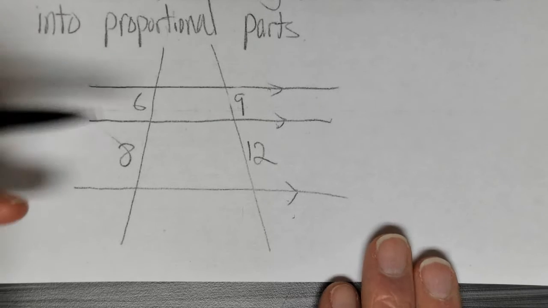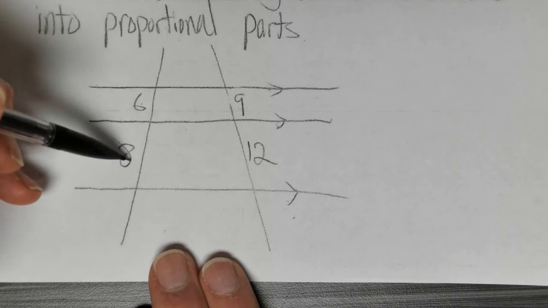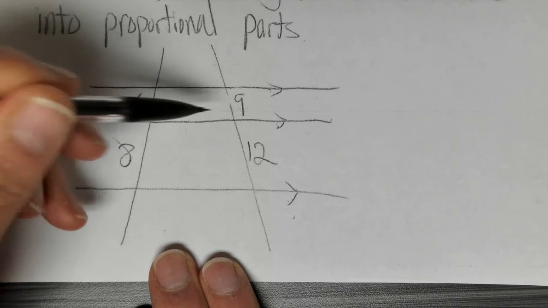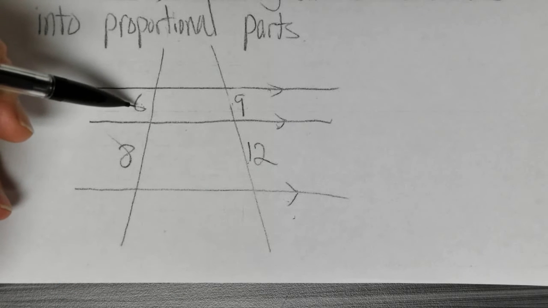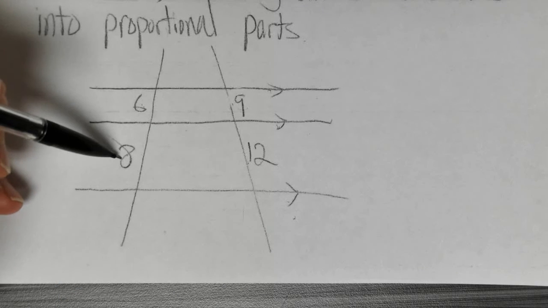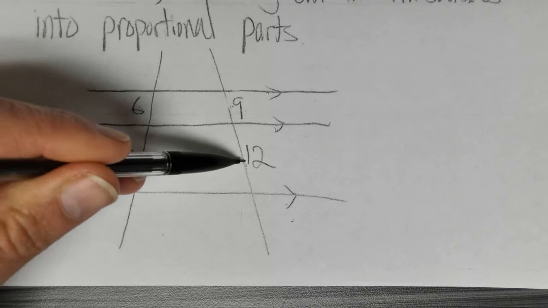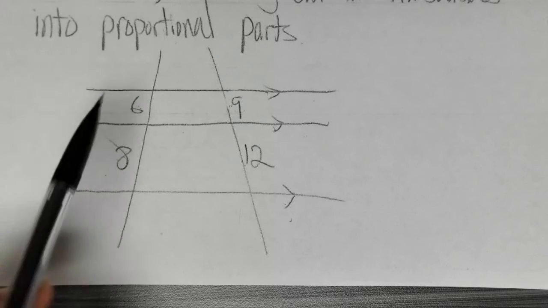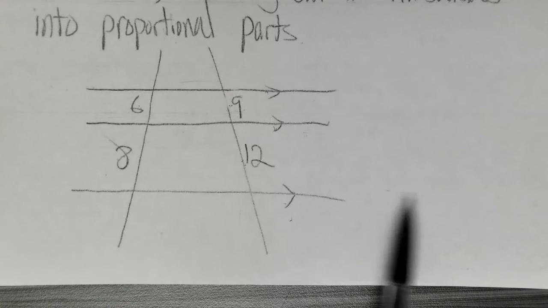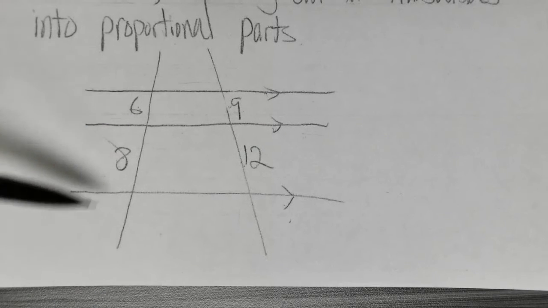Right? So in other words, here are 2 parts that it's cut into, 6 and 8. Here are another 2 parts, 9 and 12. Well then, this fraction, 6 over 8, is the same as 9 over 12. They both reduce down to 3/4 or 0.75. Okay? So again, if you've got 3 or more parallel lines, it must cut them into proportional parts.